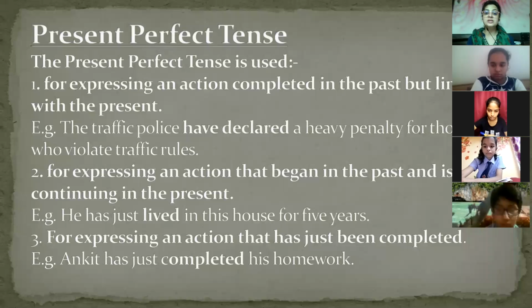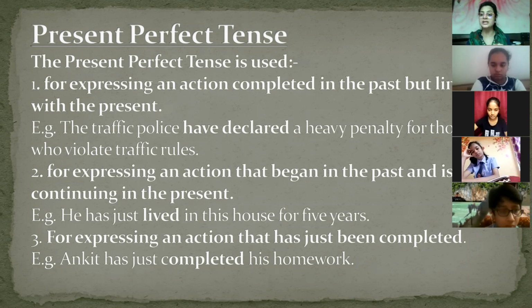So the usage of present perfect tense is for expressing an action completed in the past but linked with the present. When the thing has already happened in the past, चीज पहले हो चुकी है लेकिन वो अभी से connected है. For example, the traffic police have declared a heavy penalty for those who violate traffic rules. See, now you try to relate things. The traffic police ने declare की है heavy penalty उन लोगों पे जो traffic rules तोड़ते हैं.